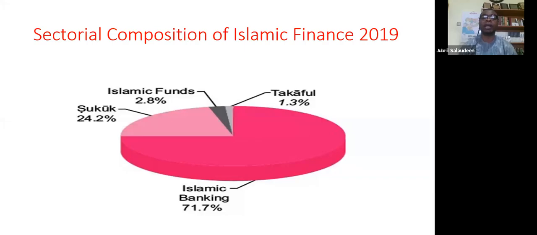field and where investments have in place. So you have 71.7% representing Islamic banking. You have 1.3% representing takaful, what you call the Islamic insurance. Islamic funds take 2.8% and sukuk take 24.2%. Around the world, this is how the instrument of Islamic finance have been structured for 2019.